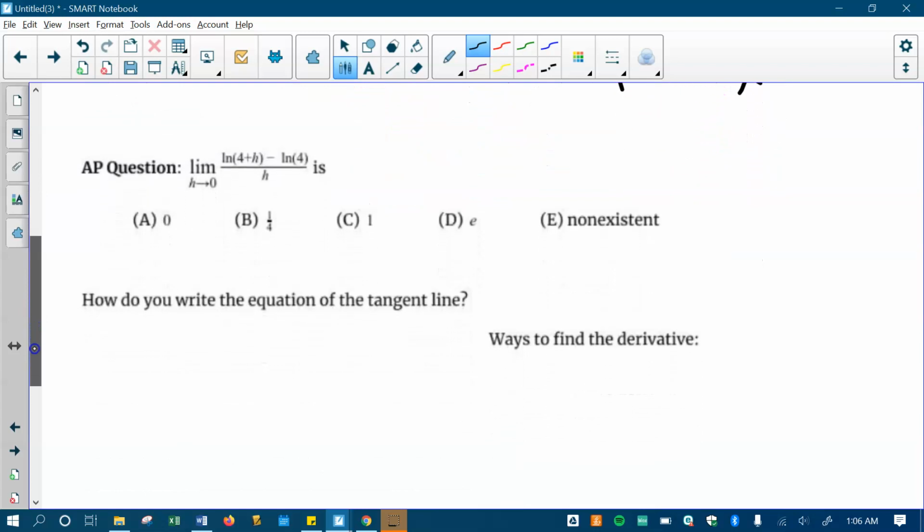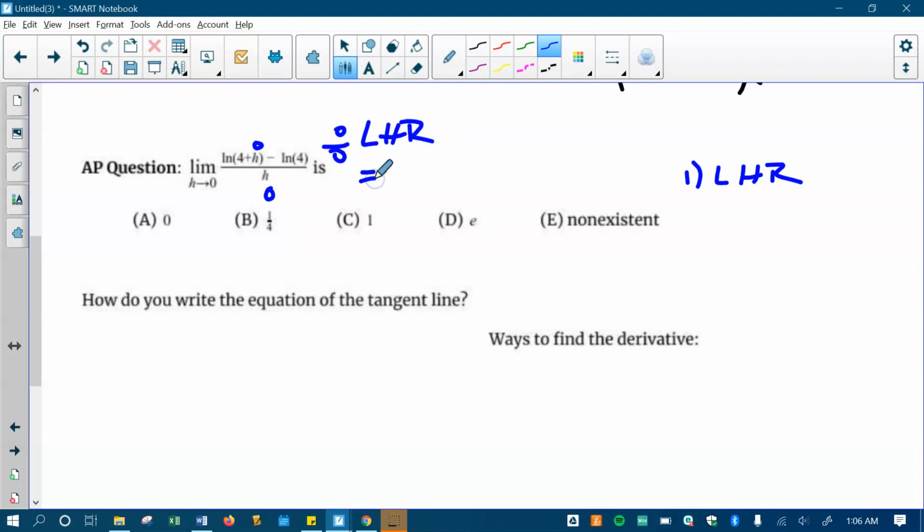Here's an AP question on the limit as h approaches 0 for this difference quotient, natural log of 4 plus h minus natural log of 4, over h. There are two ways you could do it. Step one, you could do L'Hopital's rule. The reason I know you could do that is if you plug in 0 for h, you end up getting 0 over 0, which means L'Hopital's rule applies. If you try that, then you get the limit as h approaches 0.